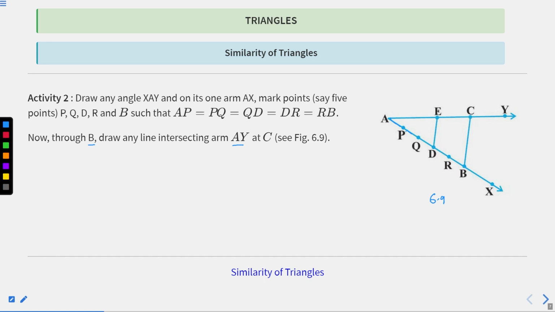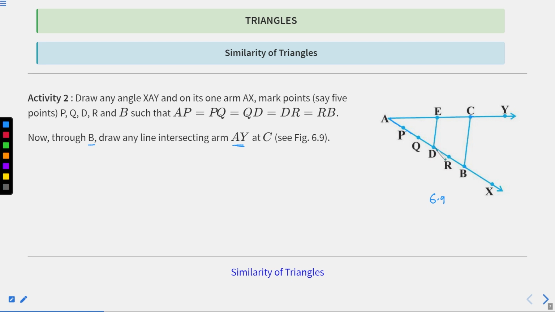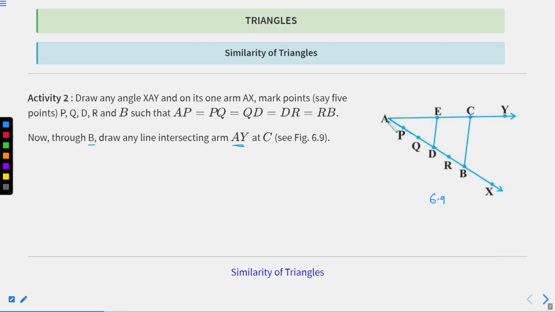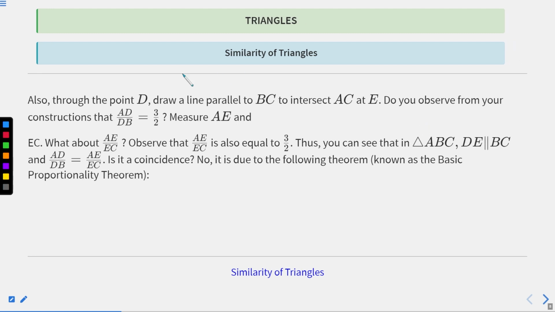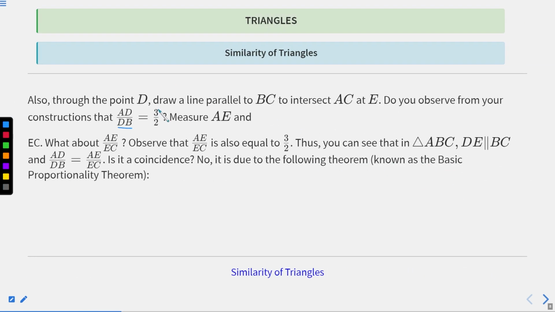Now through point B, we draw a line which intersects arm AY at C. Also, through the point D, draw a line parallel to BC, intersecting AC at E. Do you observe from your construction that the ratio AD divided by DB is equal to 3 by 2?